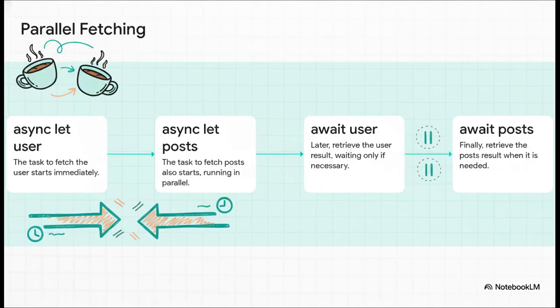And here's how that exact coffee shop logic looks in real code. On that first line, the fetch user task kicks off. Boom, it's running. Immediately, on the next line, fetch posts starts too. Now they are both running at the exact same time. We only use that await keyword way down at the bottom at the precise moment we actually need the results. That's the only place the code might pause, and only if the data isn't ready yet.